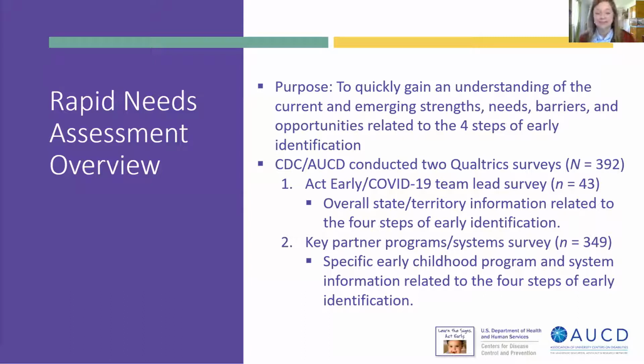So the ACT Early COVID-19 response teams are an ambassador-led effort that has greatly impacted the capacity of the ACT Early network during the pandemic to respond to the needs of young children and their families. The backbone of each response team is a cross-sector stakeholder group with representatives from all of the major early childhood programs. So Title V, child welfare, WIC, Head Start are just a few examples. In the first half of the project, all of the teams were engaged in conducting a rapid needs assessment to identify current barriers and opportunities related to the 4 steps of early identification. And a high-level overview of the findings from the needs assessment process is what I'll share next.